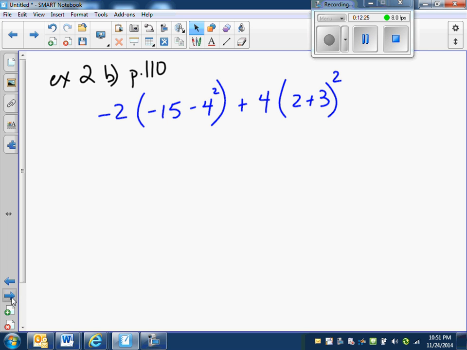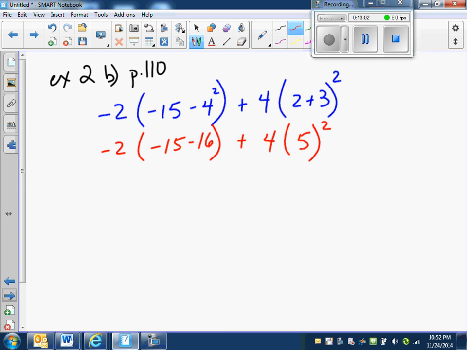So use a bunch of different colors here to help us keep track of this. First, if we solve this bracket, and within this bracket we have an exponent, so we must get rid of the exponent before we take it away from -15. So here we would rewrite -2 times -15 minus 4 squared, which is 16, and we'll add that to 4 times in brackets 5 squared.